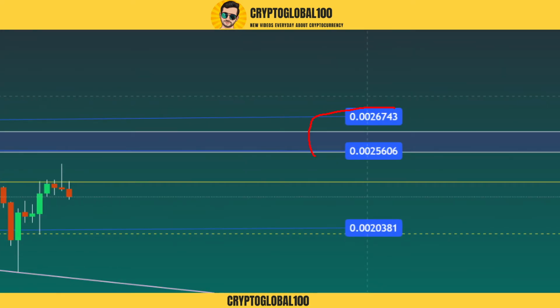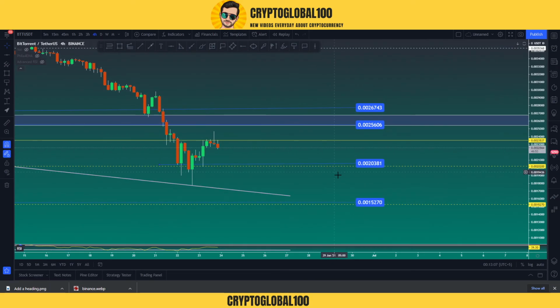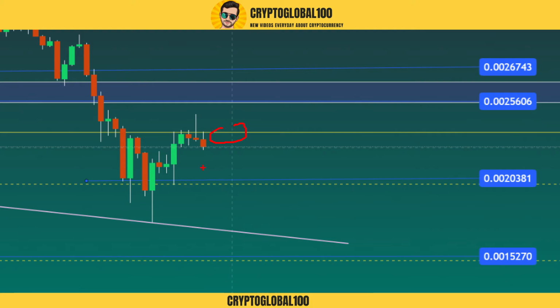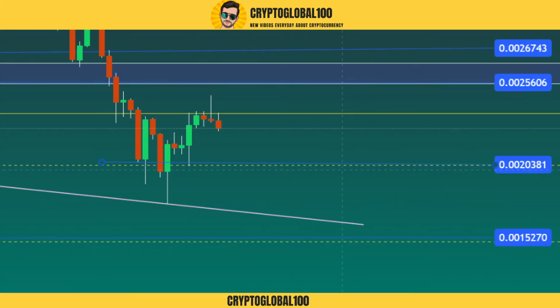But this is the main area of resistance. This is the local resistance 1, and this is the resistance 2, and on the downside this is the support 1 and this is the support 2. So you can place your orders accordingly. Right now I don't think it would be a good idea to buy, because I don't see a clear signal. The clear signal would be if you buy around here, somewhere around this area, on the spot level.